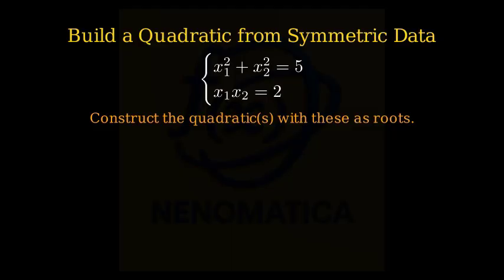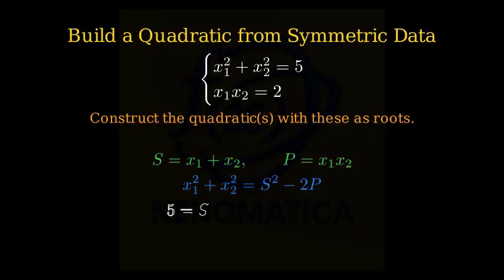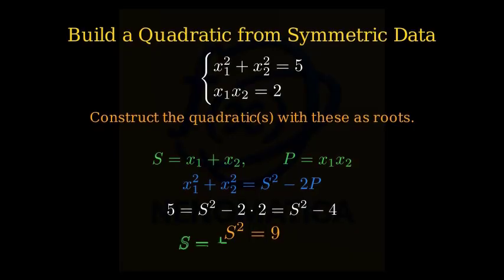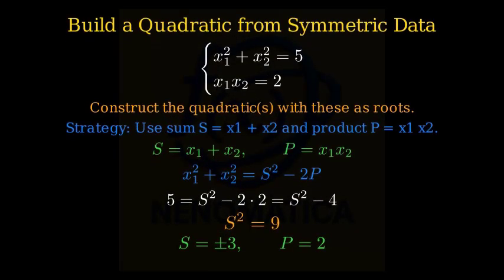For any quadratic with roots x1 and x2, the sum s equals x1 plus x2, and the product p equals x1 times x2. We will express the given information in terms of s and p. A very useful identity is that x1 squared plus x2 squared equals s squared minus 2p. Now substitute the numbers. We have 5 equals s squared minus 2 times 2. Therefore, s squared equals 9. So s can be plus 3 or minus 3. The product p is already given to be 2.